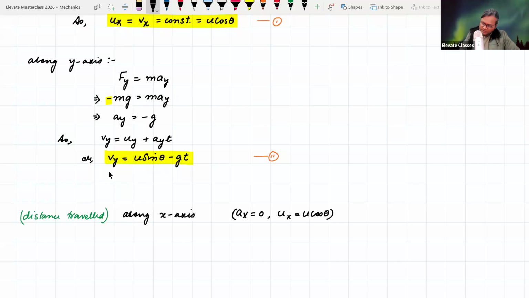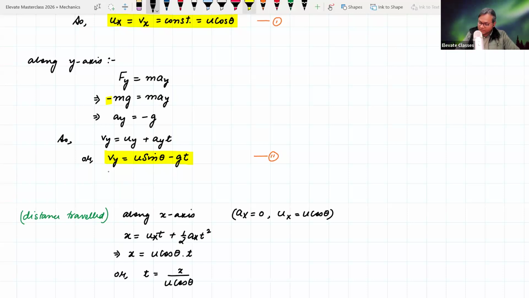So distance traveled will be given by the equation of kinematics, x is equal to uxt plus half axt square. That means x is equal to u cos theta times t, or you can write t is equal to x upon u cos theta. So these are the two equations that connect the time with respect to the horizontal distance. So let's suppose this is point number 3. Okay, we call it, so this is the horizontal distance.